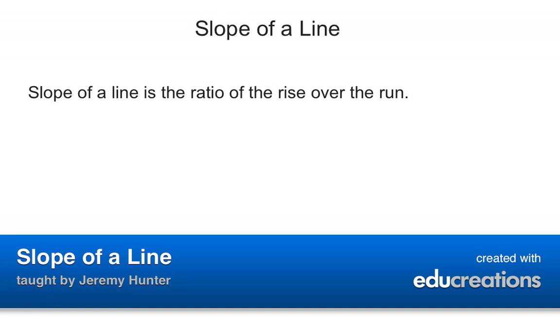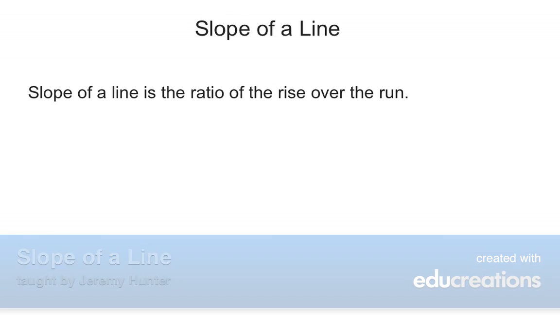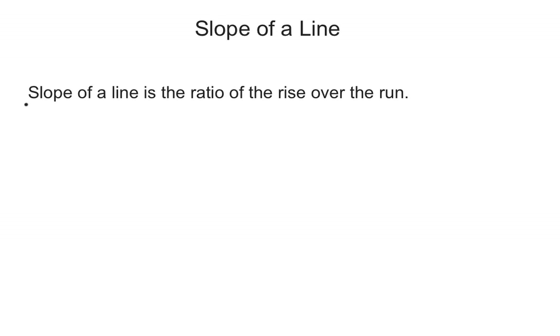Alright everybody, so today's lesson is how to find slope of a line. It says here slope of a line is the ratio of the rise over the run. So really when we find slope, all we're doing is writing down a ratio. It says it is a ratio. So remember, all a ratio is a fraction where I'm writing one number over another.